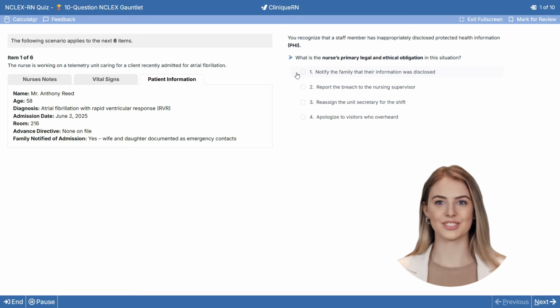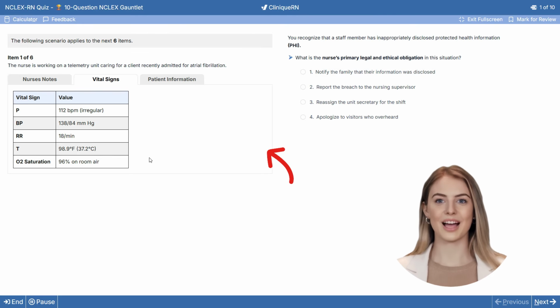Now that we know the patient's information, let's have a look at his vital signs. Pulse, 112 beats per minute, irregular. Blood pressure, 138 over 84 millimeters of mercury. Respiratory rate, 18 per minute. Temperature, 98.9 degrees Fahrenheit, or 37.2 Celsius. Oxygen saturation, 96% on room air.